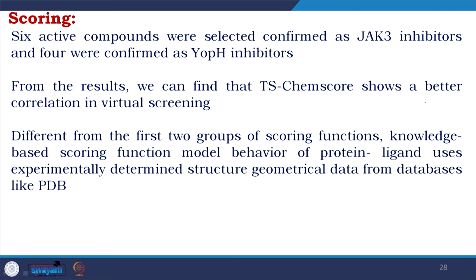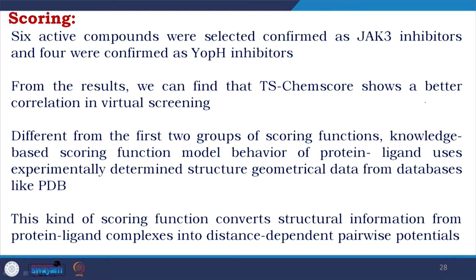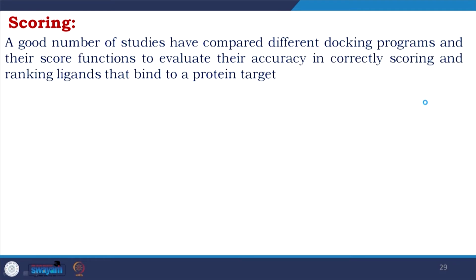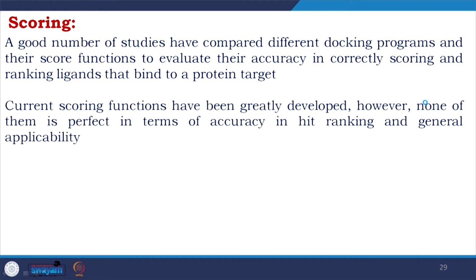Different from the first two groups of scoring functions, knowledge based scoring functions model the behavior of protein ligand using experimentally determined structure geometrical data from databases like PDB, as I have explained earlier. This kind of scoring function converts structural information from protein ligand complexes into distance dependent pairwise potential. A good number of studies have compared different docking programs and their score functions to evaluate their accuracy in correctly scoring and ranking ligands that bind to a protein target.